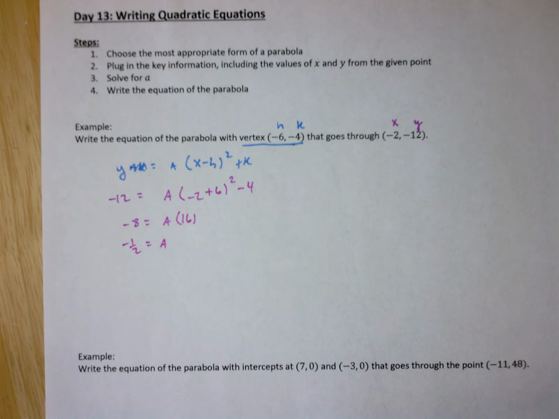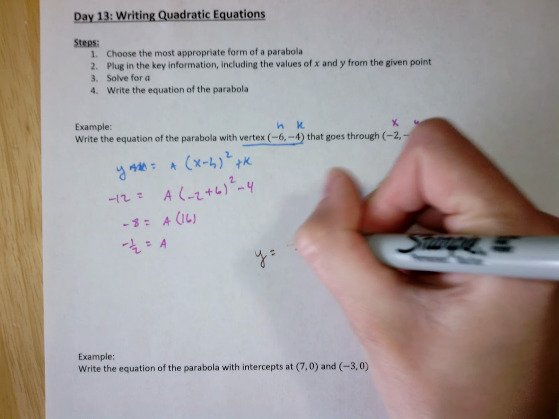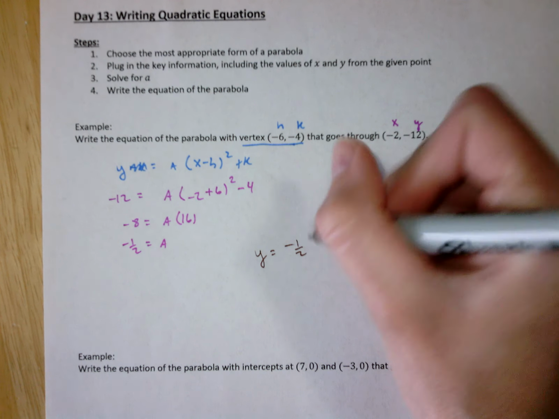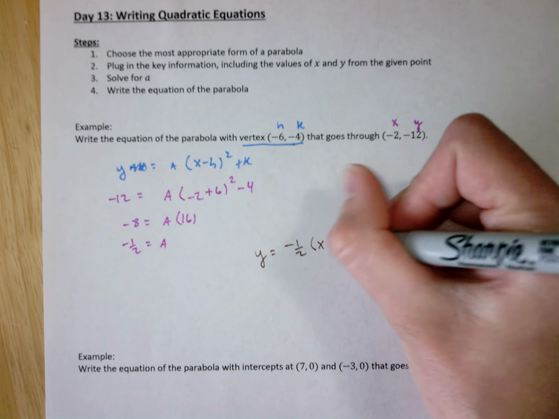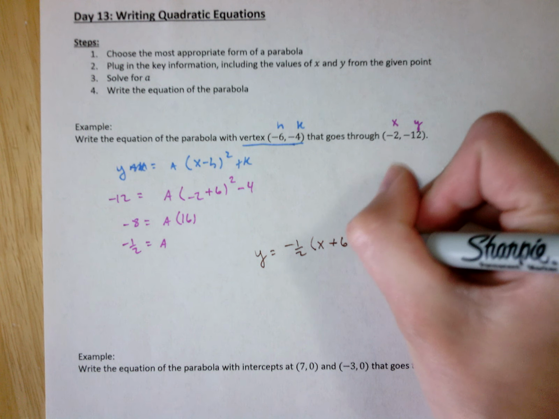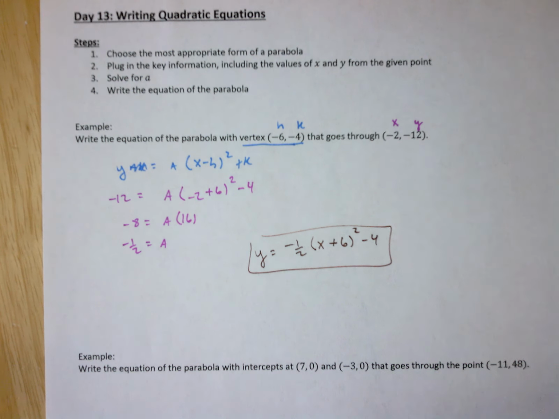Great, so now that I have that a value, now I can go back and write the actual equation. So my actual equation is going to be y equals my a value, -1/2, times (x minus my h, so minus, again, -6, it's going to make it plus) squared, and then plus k, so -4. And voila, there's my equation.